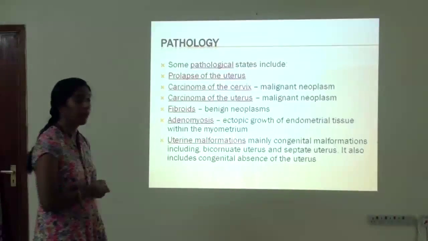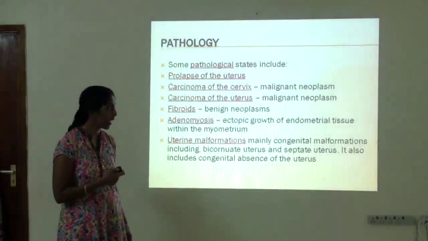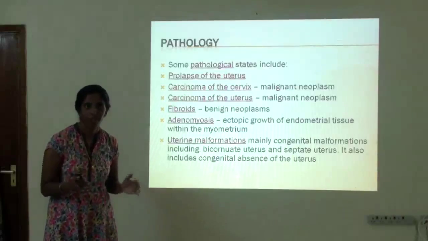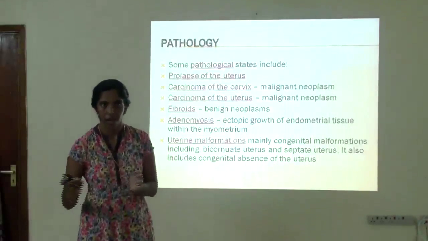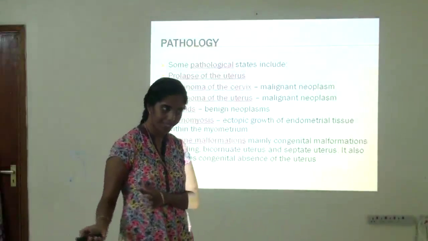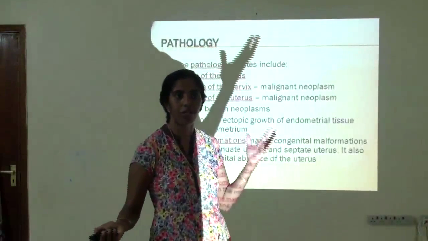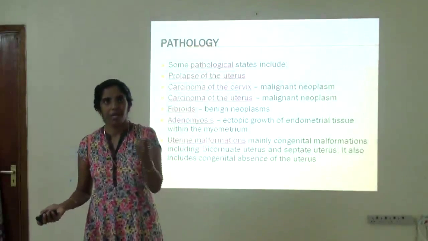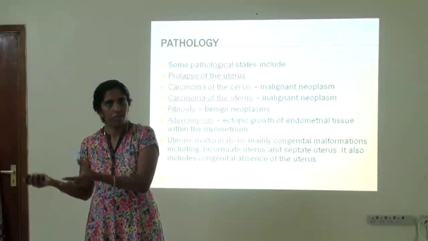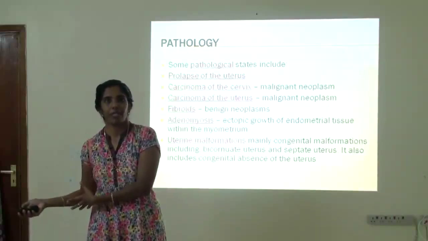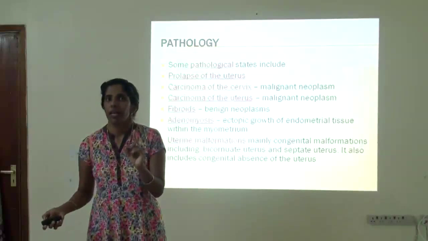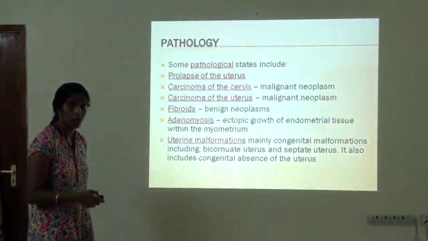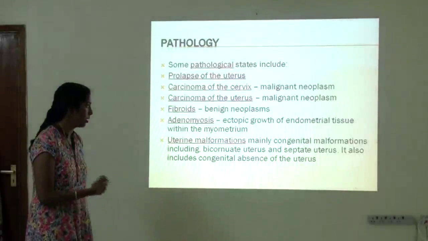Then here you have adenomyosis. Adenomyosis is the ectopic growth of endometrial tissue within the myometrium. Ectopic growth means what? Ectopic means out of place. Haven't you heard of ectopic pregnancies? Sometimes instead of getting implanted inside the uterus, the fertilized ovum gets implanted in the fallopian tube, or sometimes in the ovaries or in the peritoneal cavity. That is ectopic, out of the actual place. So this is adenomyosis, when the endometrial tissue grows within the myometrial tissue.